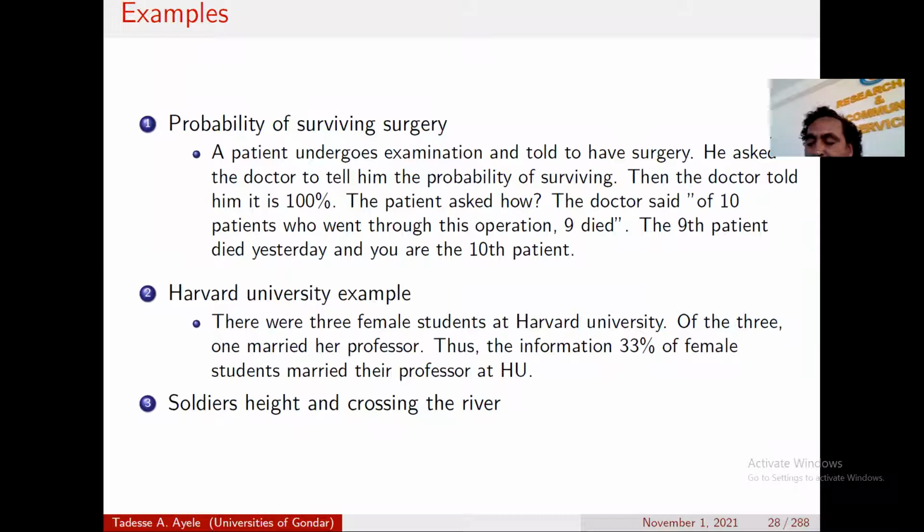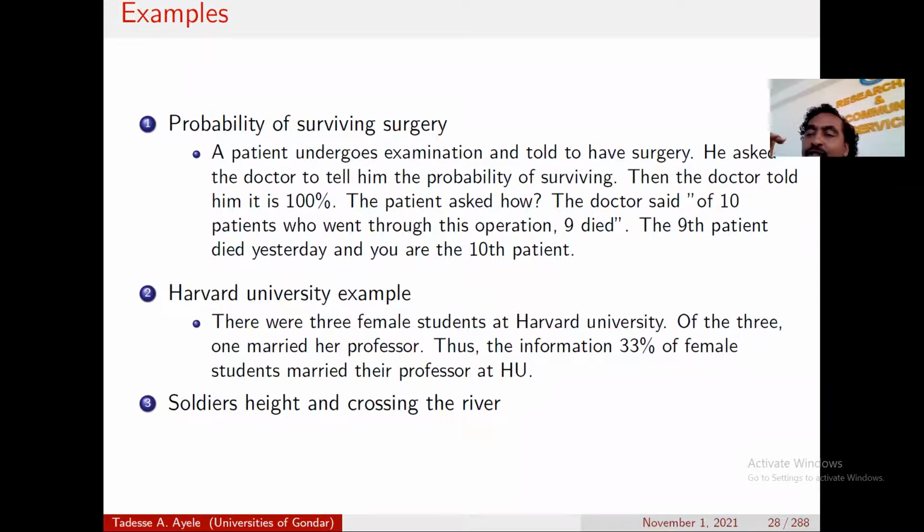He calculated the average, which means he knows the average depth of the river. He knows the average height of the soldiers. Then, unfortunately or fortunately, the average height of the soldiers was greater than the average depth of the river.